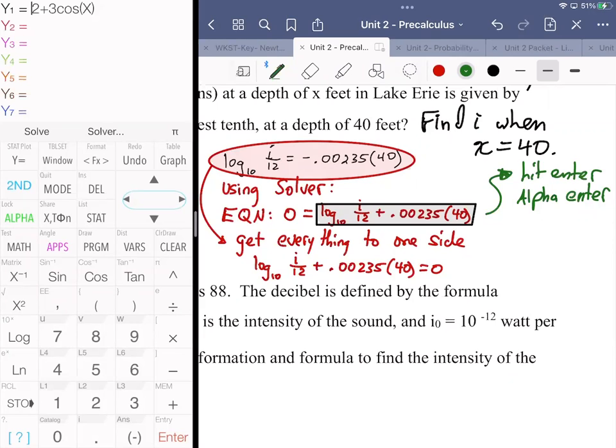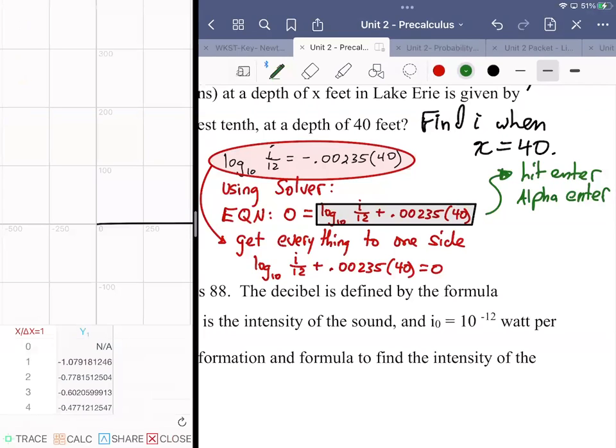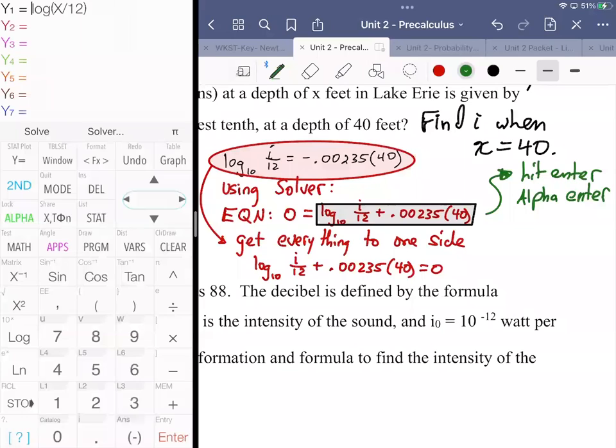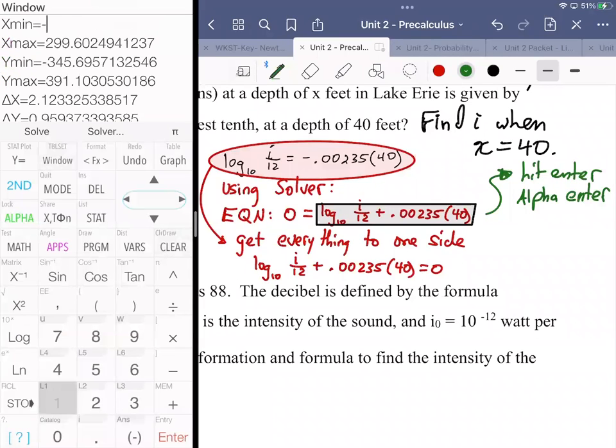Because if I look at the graph of this, let's say I'm just looking at the graph of the left-hand side, log of x over 12. And I want to see where that's equal to, let me just do this in the home screen, -0.00235 times 40. So I want to see where it's equal to about -0.094. All right, so that's lovely. But I can look at the graph. I've got a huge zoom here, so let me get a better window here. -10 to 10.